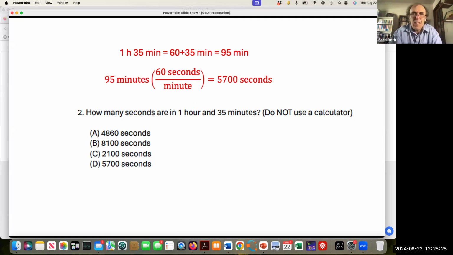Now, if you can't use a calculator, 95 times 60 is a little bit of work, but you can do this by estimation. 95 minutes is close to 100 minutes. If it was 100 minutes, it would be 6,000 seconds. 95 is a little less than 100, so you expect something a little less than 6,000. That's clearly 5,700. There are a lot of questions on the GED where you don't really have to go through all the calculations. You can just use estimation like that to get you to the answer.